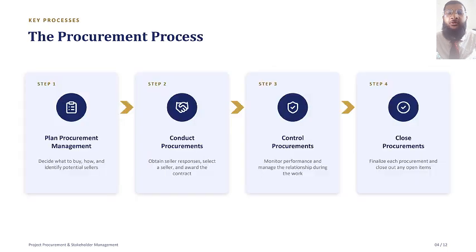The procurement process. The procurement process has four stages. First, plan procurement management, deciding what to buy, how, and identifying potential sellers. Second, conduct procurement, obtaining sellers' responses, selection and awarding the contract. Third, control procurement, monitoring performance and managing the relationship while work is ongoing. And finally, close procurement, finalizing the procurement and closing out any open items.